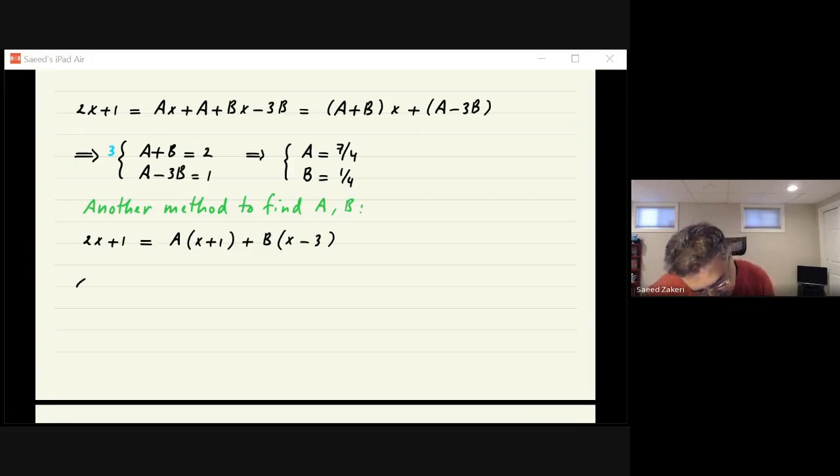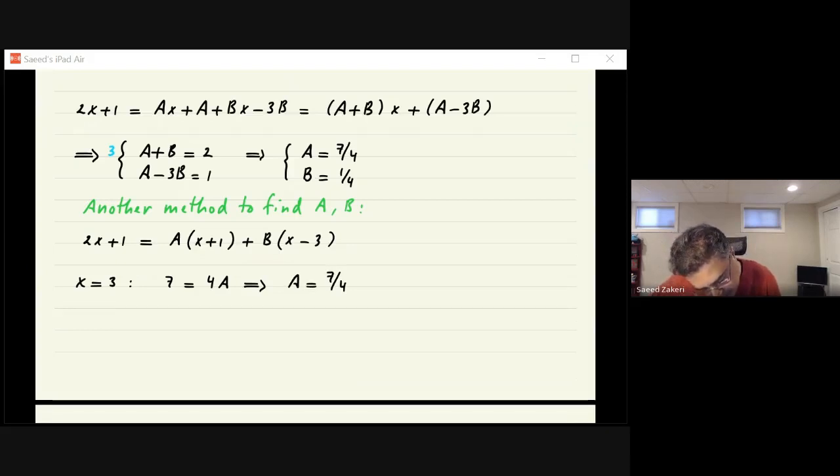So if x is 3, so substitute x equals 3. On the left side, you get 7. On the right side, you get A times 4, otherwise known as 4A. And the B term will be wiped out, because x minus 3, if x is 3, is 0. And that gives you A equals 7 over 4.